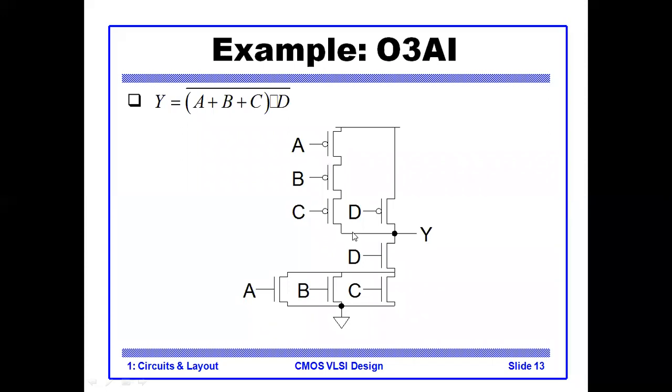Okay, so A, B, C are in series and this D is parallel with all these A, B, C. And in the NMOS it is the opposite, that is A plus B plus C, that is the adder term. So that's why the NMOS types of transistor are in parallel, and D is multiplied with this term. So this D will be added in series. So A, B, C NMOS type transistors are in parallel and D in series.